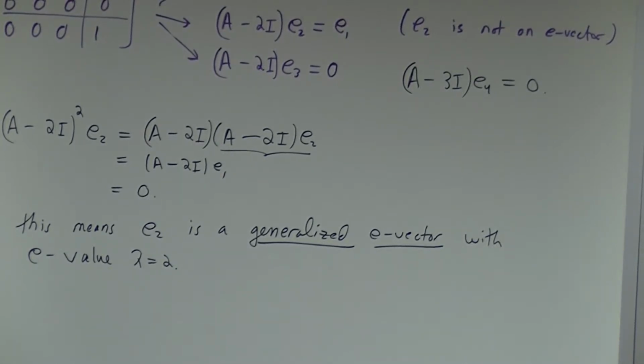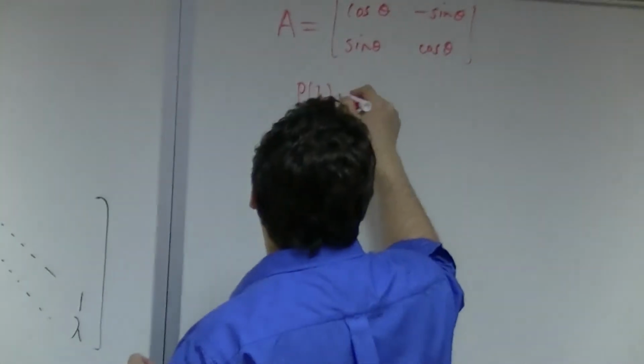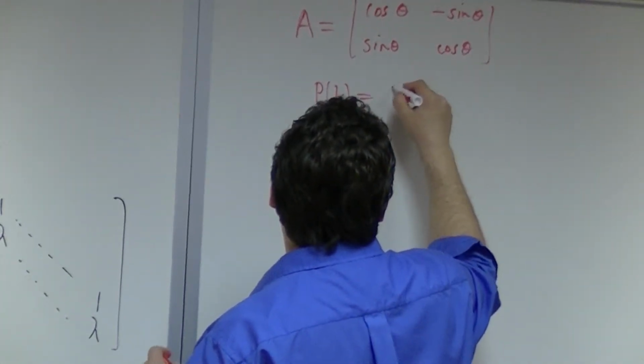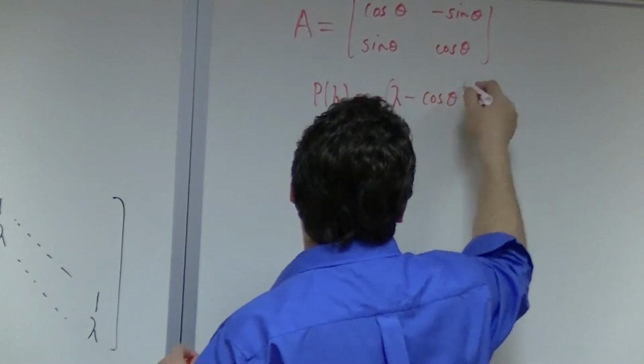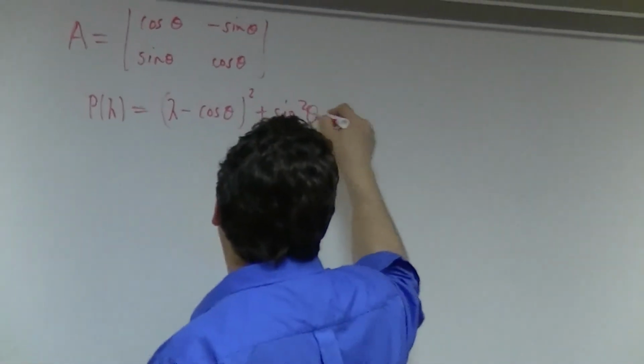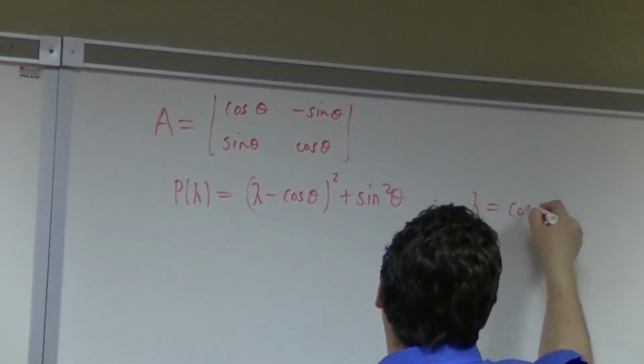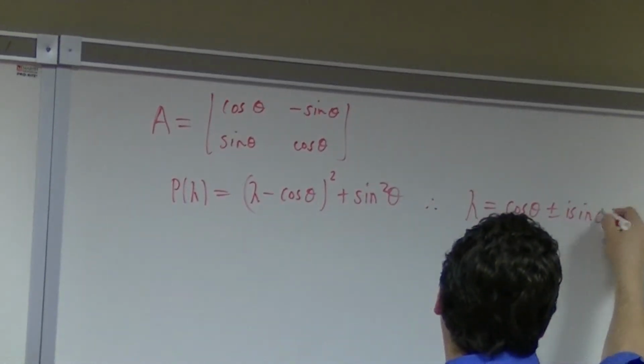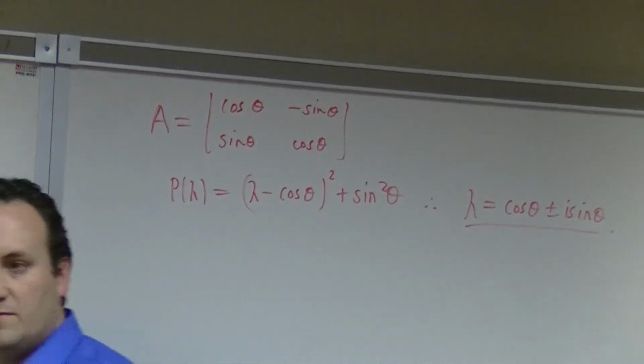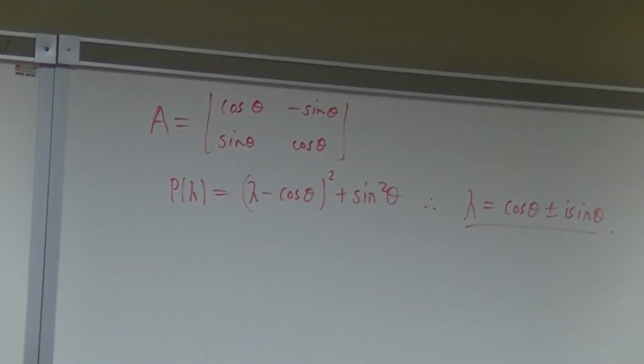If I have A equals cosine theta, minus sine theta, sine theta, cosine theta, that gives me P of lambda equal to what? It's lambda minus cosine theta, quantity squared, plus sine squared theta. So therefore lambda equals cosine theta plus or minus i sine theta. Those are your zeros. So in the complex, if we view this as a complex matrix, we're good to go.